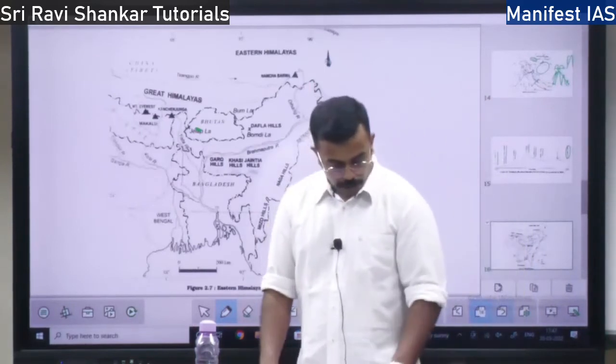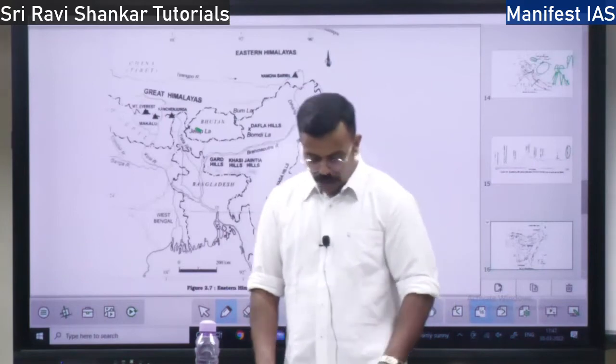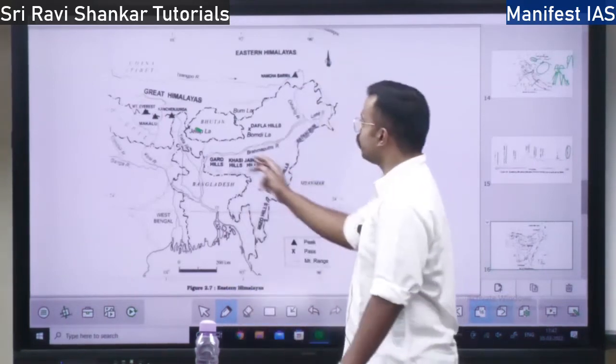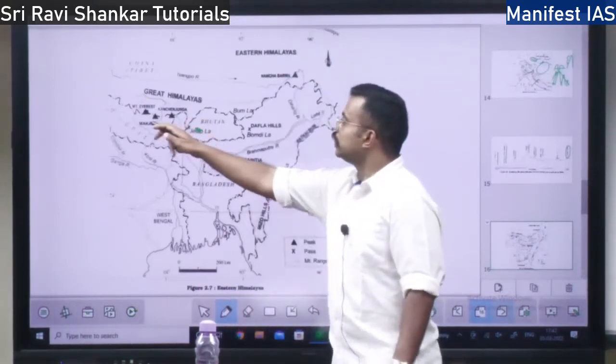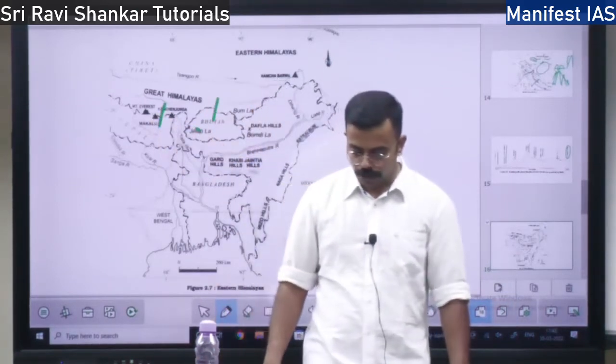Then we will talk about the Darjeeling and Sikkim Himalayas. This Darjeeling Himalayas is between Nepal and Bhutan. See here it is. Here is Nepal, here is Bhutan, between which you have the what?